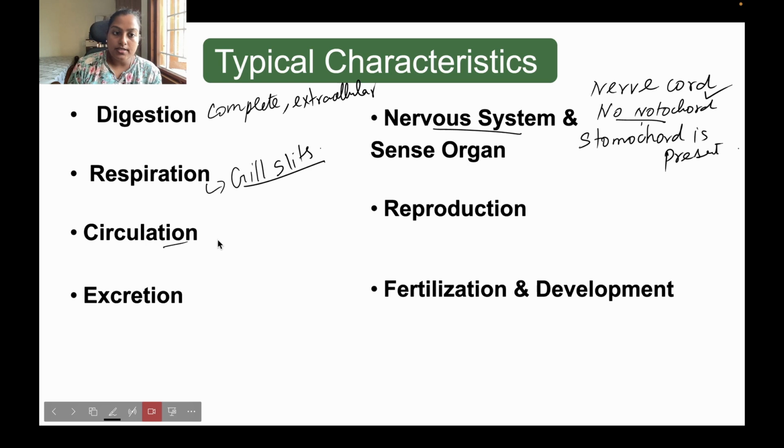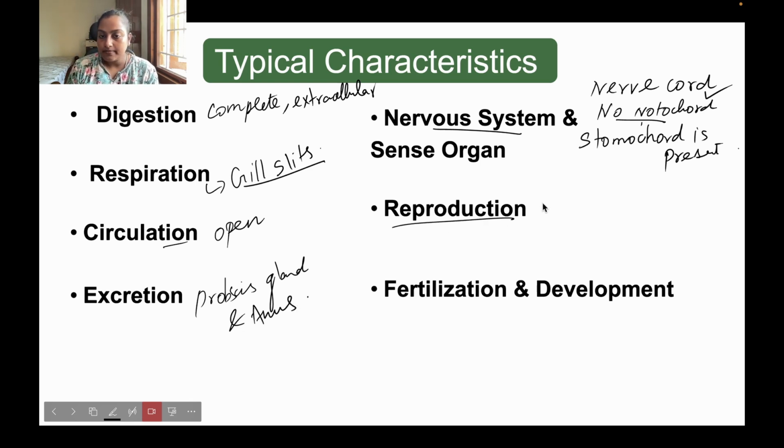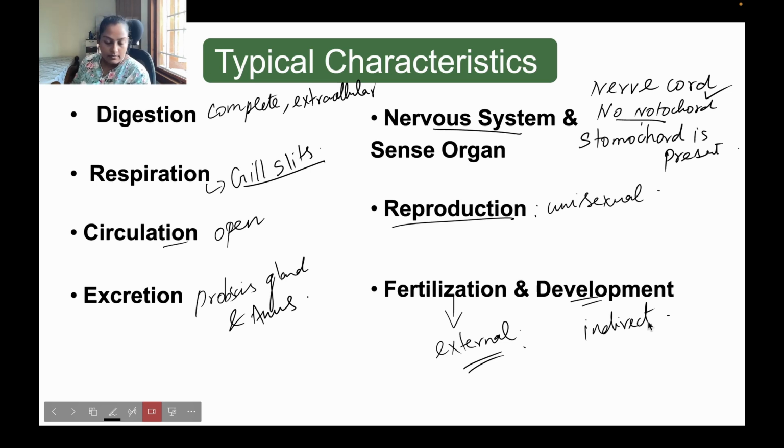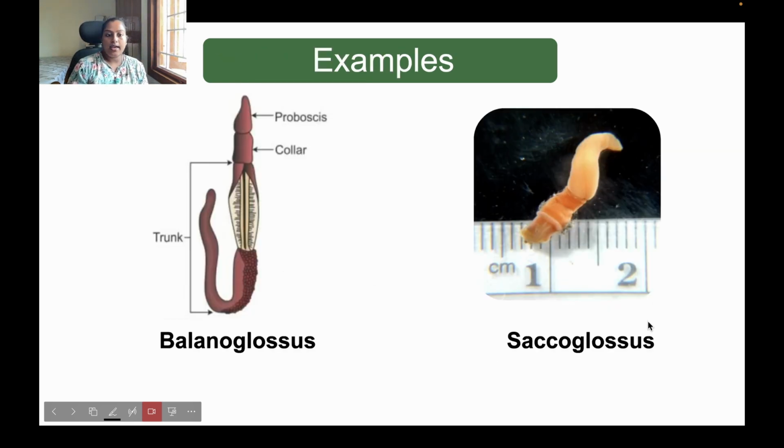Yes, and circulation is completely open circulatory system, and excretion is through the proboscis gland and through the anus, right? And reproduction, if you see, is unisexual. They are unisexual and they undergo external fertilization. That's all, simple. Yeah, so typical characters are also done, and I have put the pictures.